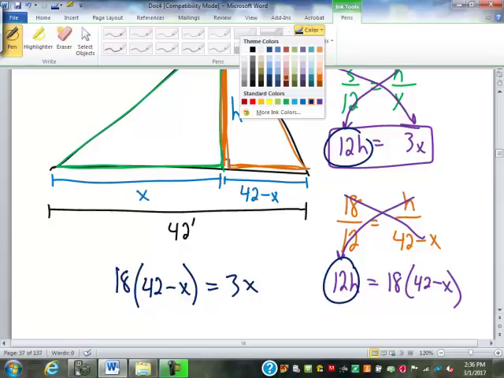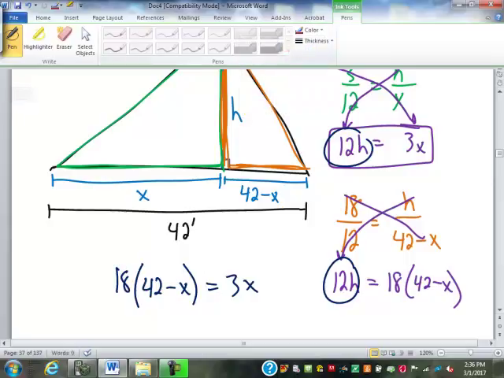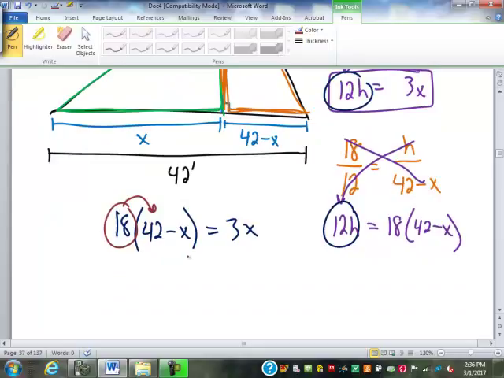So now to solve this, our first step is going to be the parentheses. Is there anything we can do inside those parentheses? 18 times 42. Okay. Yeah, we can't combine anything in them, so we have to multiply by the 18. You are correct. 18 times 42 is what? 756. Good. Then we have to do the 18 times the negative X. This is negative 18X.